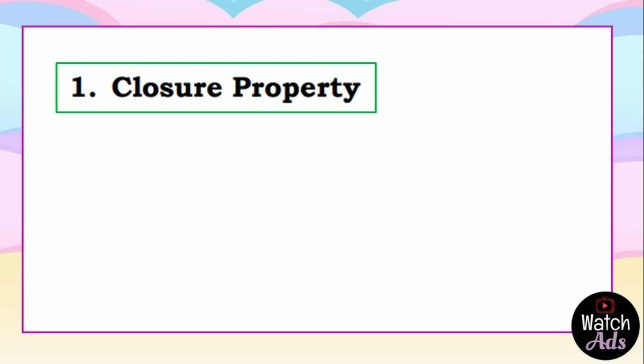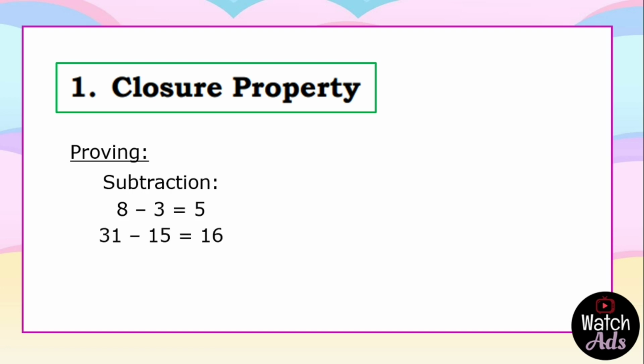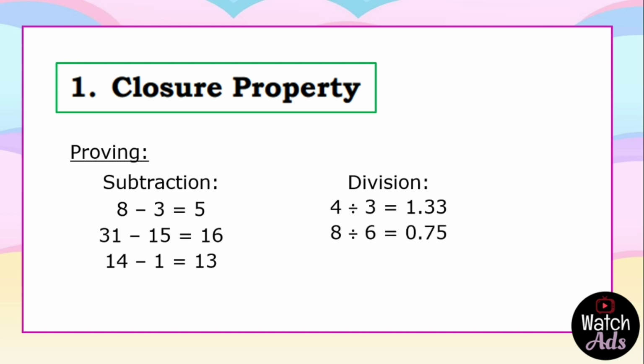Now let's test the closure property in subtraction and division. Let's prove that the closure property is applicable also in subtraction. 8 minus 3 is equal to 5. 31 minus 15 is equal to 16. 14 minus 1 is equal to 13. Division: 4 divided by 3 is equal to 1 and 33/100ths. 8 divided by 6 is equal to 75/100ths. 10 divided by 2 is equal to 4 and 5/10ths. Now, the closure property is not applicable in division.